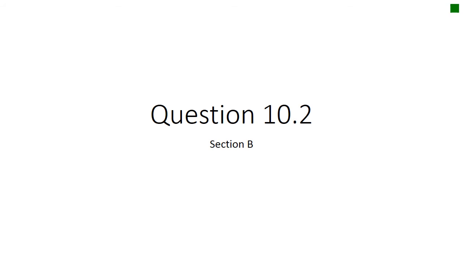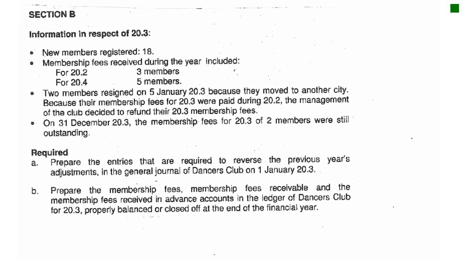Now we're going to look at question 10.2, section B. So we're following on from the same example, but now we're working with the next year, 2003, and we are going to do entries again in the general journal. They've asked here for the entries that are required to reverse the previous year's adjustments.